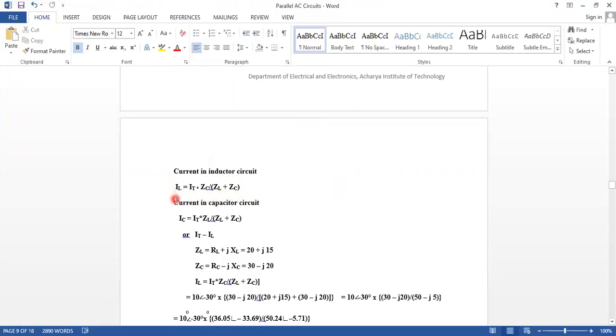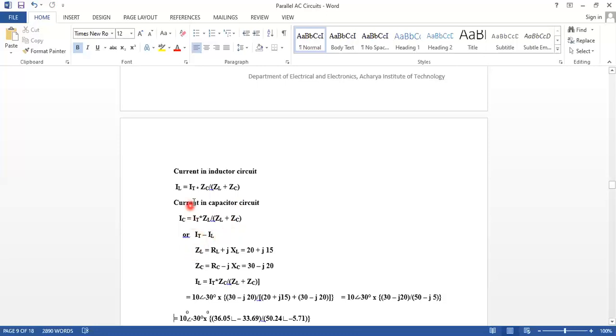Now IL is the current flowing through the inductive branch and IC is the current flowing through the capacitor branch. How do you find IL? It is the total current IT times the impedance of the other branch, that is the capacitive branch, divided by the sum of the impedances of the inductive branch and the capacitive branch. To find the capacitor current, if we know the total current you just need to subtract, or else you can use the same branch formula. You can do it in any way you feel comfortable.